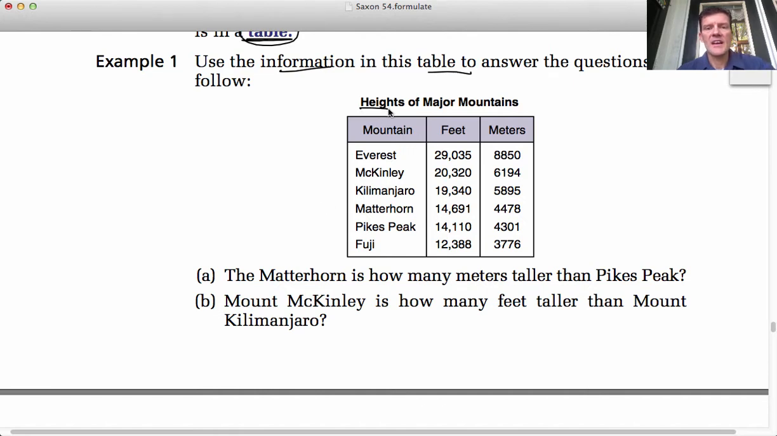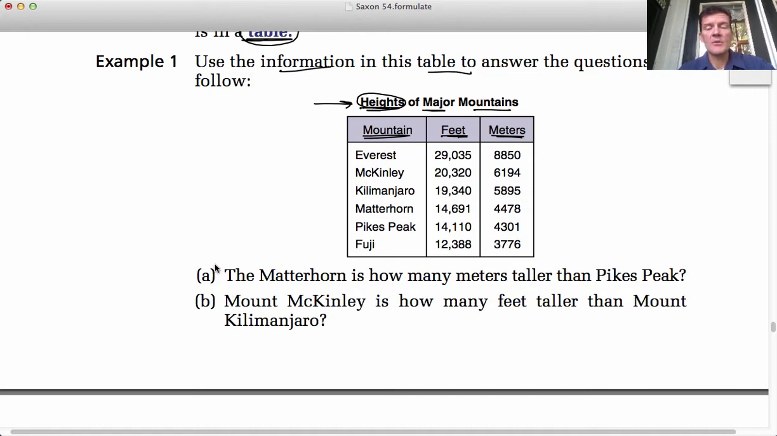This table is showing the heights. It's important to read the title so you know what this information is all about: Heights of Major Mountains. That's what we're looking at. Then look at the heading of each of the columns. This first column is the name of the mountain. Feet would be the height of that mountain in feet, and then the height of that mountain in meters. So it gives you both units there, feet and meters.